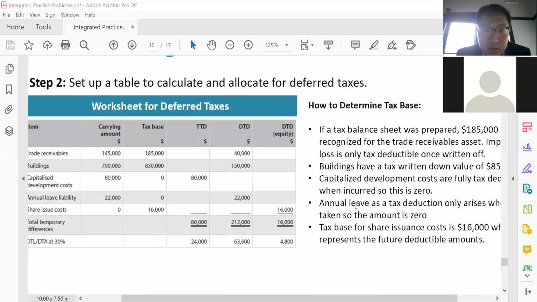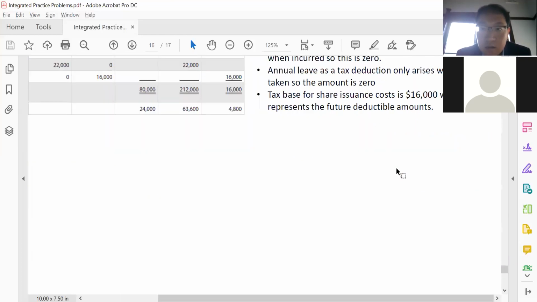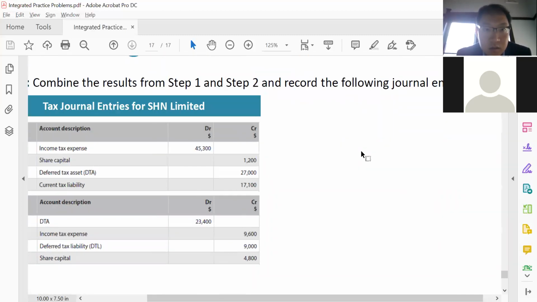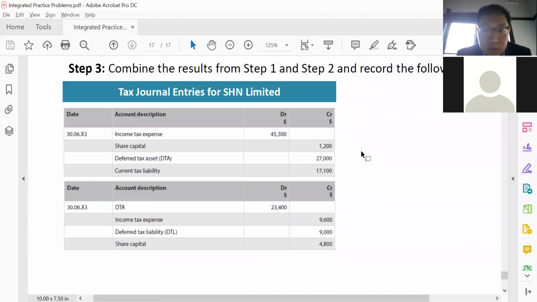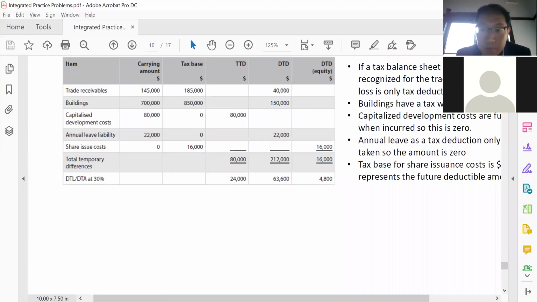And so once we have this table, we are then in a position to record our final tax entries. So again, this table here calculates our balances. This calculates our balances for the DTL. This calculates the balance for the DTA.